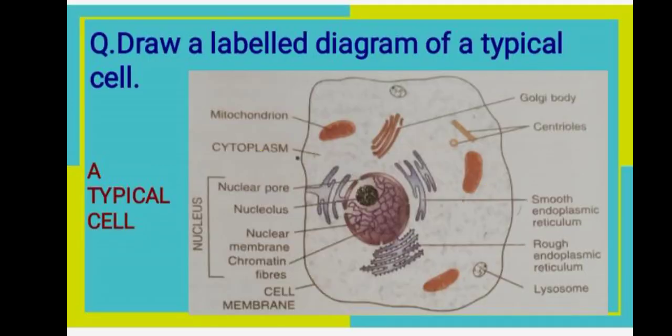Next question is to draw a labelled diagram of a typical cell. Here you can see a typical animal cell. You can draw the diagram if it is given in your book as an answer to this question.